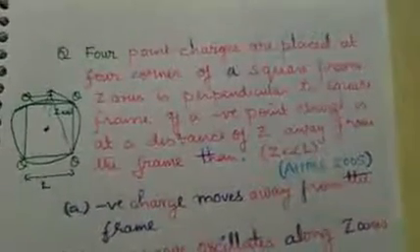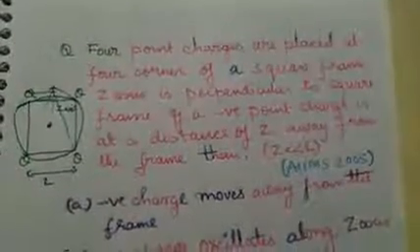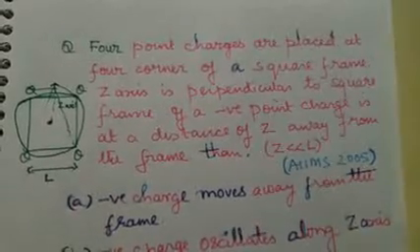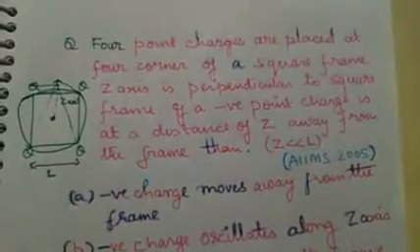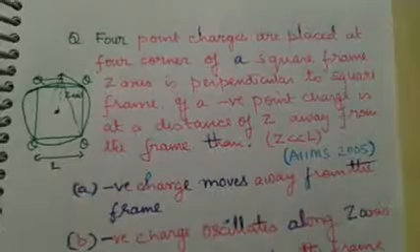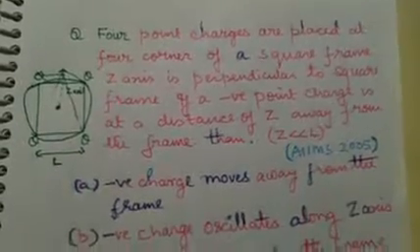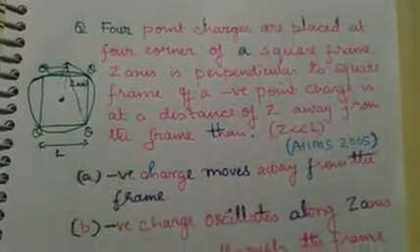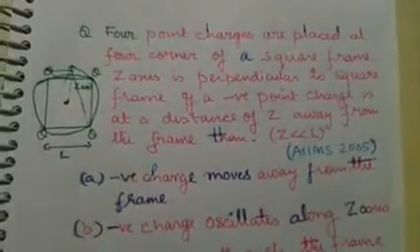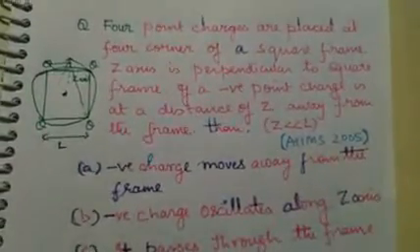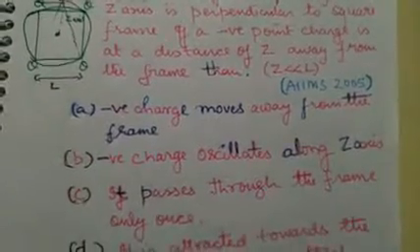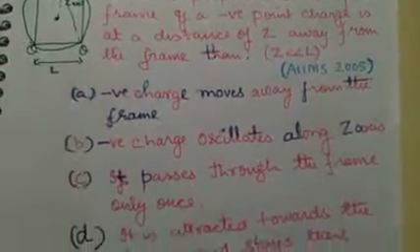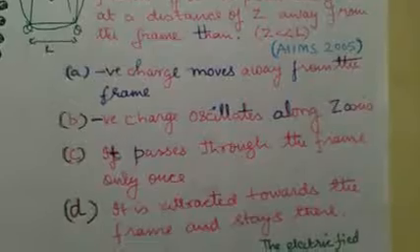Four point charges are placed at the four corners of a square frame. The z-axis is perpendicular to the square frame. If a negative point charge is placed at a distance z away from the frame along the z-axis, will the negative charge move away from the frame? Will the negative charge oscillate along the z-axis?